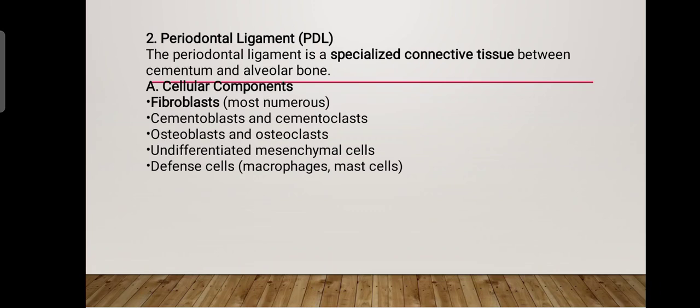Periodontal ligament, PDL. The periodontal ligament is a specialized connective tissue between cementum and alveolar bone. The cells in the periodontal ligament are fibroblasts. These are the most numerous cells. Then cementoblasts or cementoclasts in the area of cementum root. Cementoblasts make new cementum, and cementoclasts are for dissolving. Then osteoblasts and osteoclasts in the area of alveolar bone. Undifferentiated mesenchymal cells and defense cells, macrophages and mast cells, for protection.